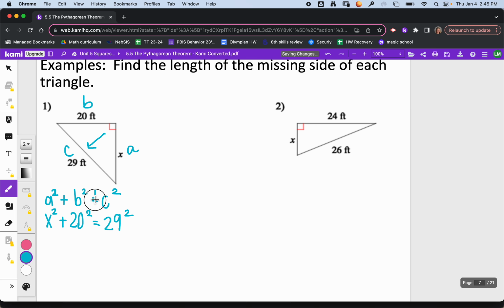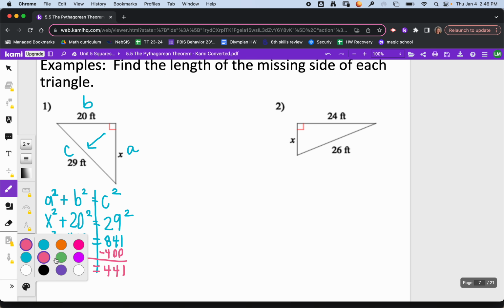Now we're going to solve. I don't know what x squared is yet, so x squared is what I'm solving for. 20 squared is 400, and then 29 squared is 841. Finally, I'm going to try to get x by itself by subtracting 400 from both sides. I'm going to get 441 is equal to x squared. The final step I need to do is find the square root of 441. So I'm going to take 441 and square root it, and I'm going to get x is equal to 21.